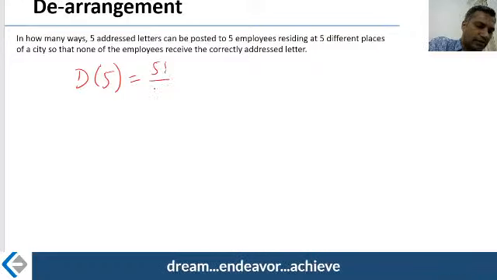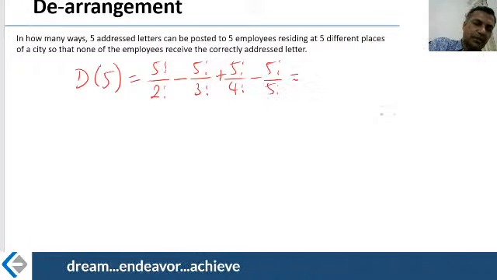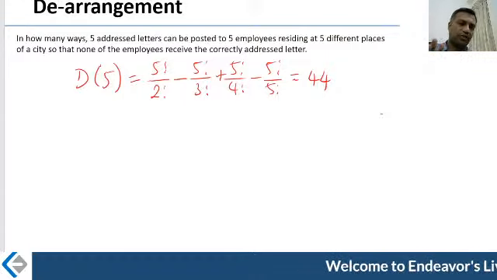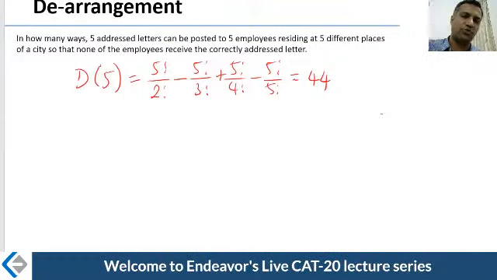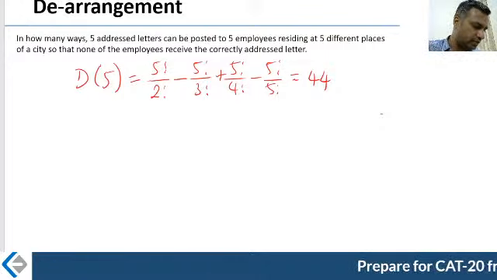What is derangement for 5? 5 factorial divided by 2 factorial, minus 5 factorial by 3 factorial, plus 5 factorial by 4 factorial, minus 5 factorial by 5 factorial. Please simplify. The result would become 44. Derangement for 5 is 44. Therefore, this confusion can be created in 44 ways. 44 ways you can post it so that none of them will receive the rightly addressed letter.